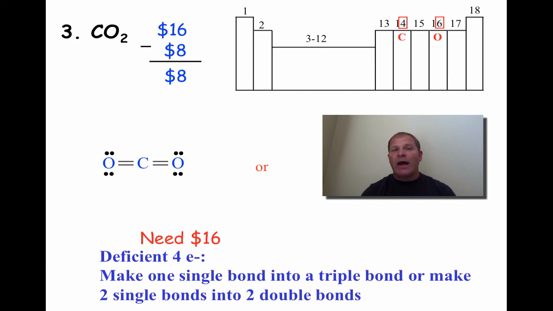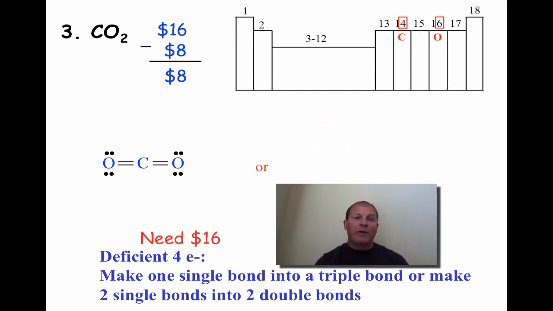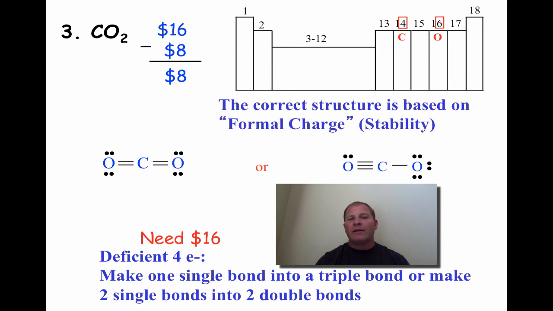Now remember, I told you, we had a deficit of 4, we had a choice, 2 single bonds into 2 double bonds, or a single bond into a triple bond. In this situation, we see the triple bond and how it unfolds and how the structure will look. The reality behind this is that the structure would actually work out this way. But we'll find out more with formal charge that because of formal charge, we'll realize the one on the left is actually the correct format for carbon dioxide.